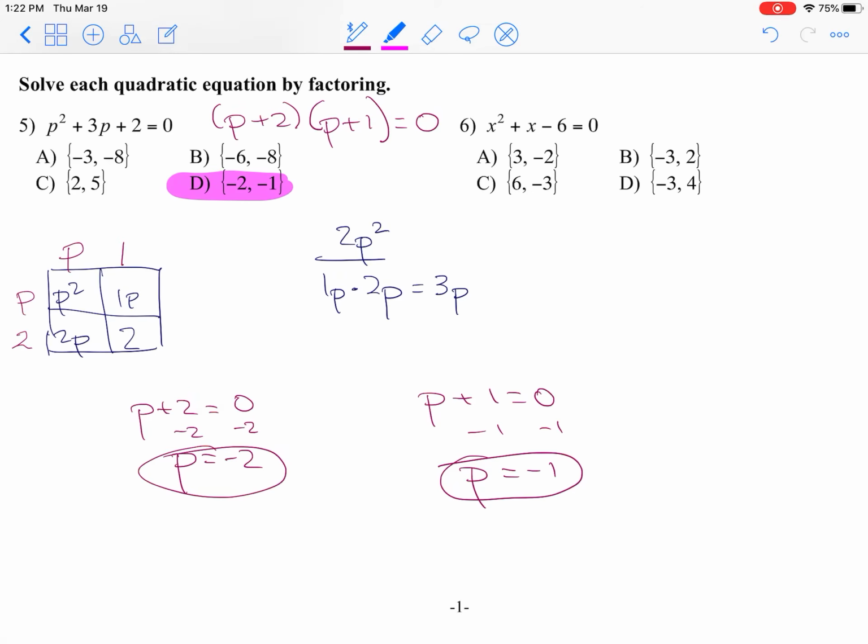D, as in dog. I hope that helped, and good luck on doing the rest of the even problems.